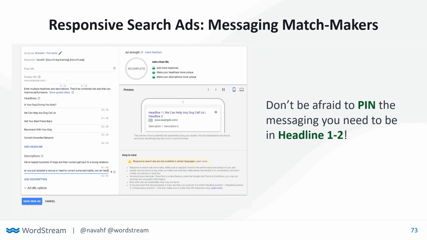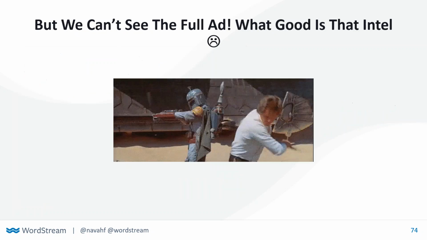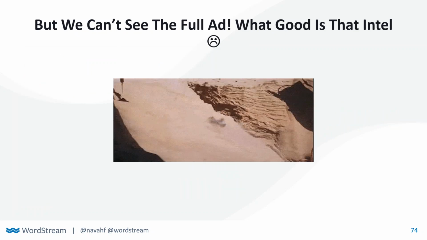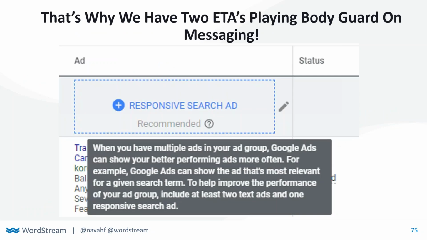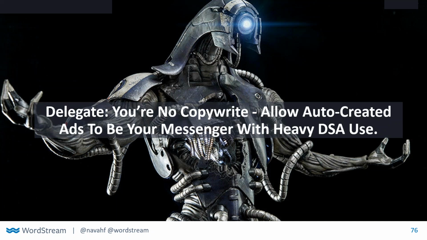So when you're thinking about responsive search ads, we get it that you can't see the full ad and that this intel might be kind of a waste, like Boba Fett going into the Sarlacc pit, but Google actually owns that. You should have those two ETAs playing bodyguard on messaging. So those responsive search ads are not meant to be your proven entities. They are meant to be accompanied by two well-crafted, data-oriented, expanded text ads that play bodyguard. Now, if you delegate, you're no copyright, and you are going to allow the auto-created ads and DSA.